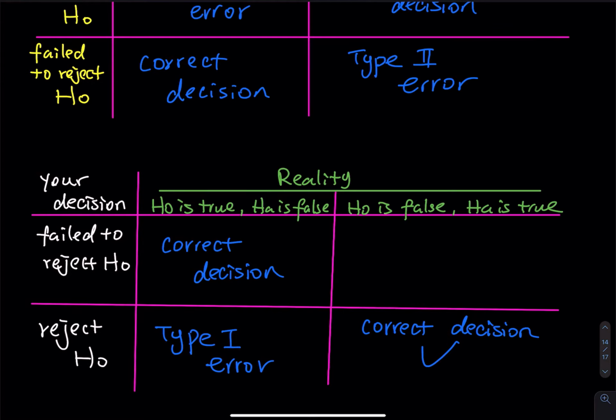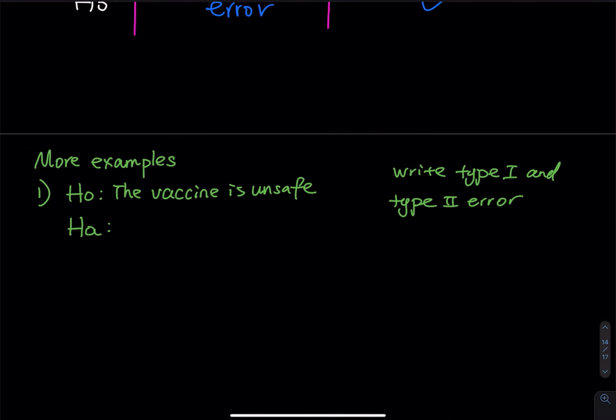And then the last one must be type 2, right? Let's read it anyway. So type 2 is you fail to reject H naught when HA is true. So that is written in the reality. So this is type 2 error. When you take a test, the problem can be in this form, can be either a table or they give you two statements to work on. So that would be my next example. I have more examples right here. I have H naught and then HA is blank. I want you to state type 1 and type 2 error.